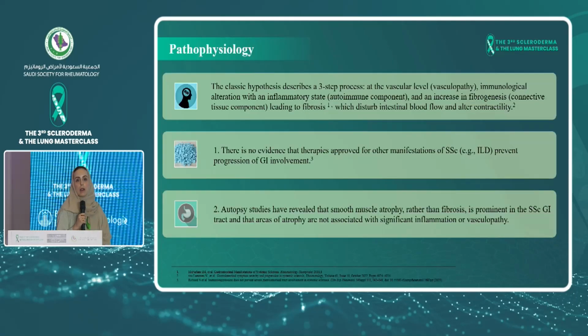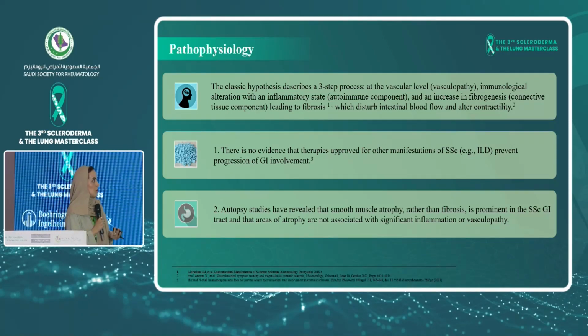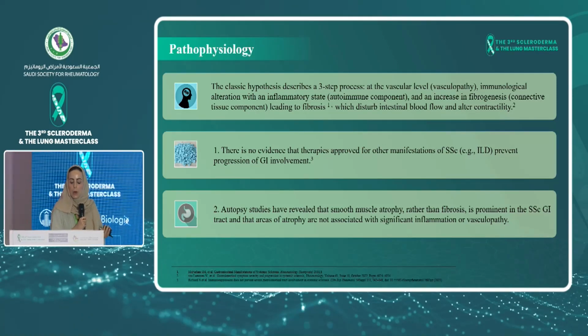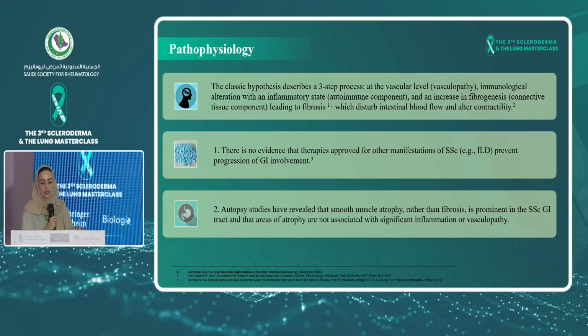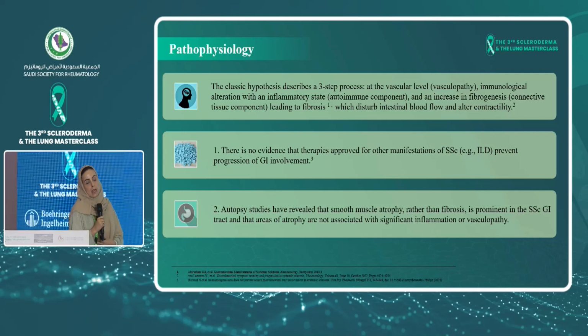All right, so like any other disease, in order to understand how we can deal with these symptoms, how we can give our best to these patients, we need to know how does that happen? If you review the literature, the classic hypothesis for GI disorders describes a 3-step process, which is exactly the same as systemic sclerosis. There is a vascular level, the vasculopathy, and there is the immunological alteration with inflammatory status, and there is an increase in fibrogenesis leading to fibrosis, which theoretically will disturb the intestinal blood flow and alter the GI contractility.